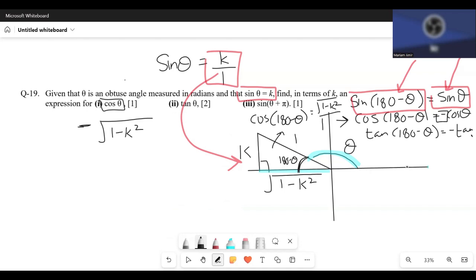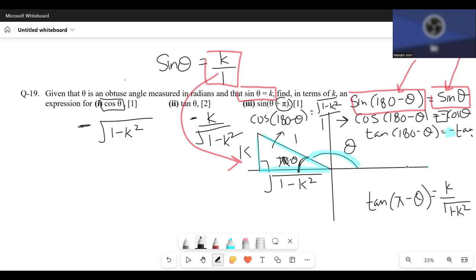Okay. Next, we need tan theta. Again, we're going to find tan of this triangle and then change the sign because of the identity. So what is tan of 180 minus theta? Instead of 180 minus theta, it would be better if we call it pi minus theta because the question is in radians. So tan of pi minus theta is opposite over adjacent, so it's k over the square root of 1 minus k squared. And we're going to change the sign: minus k upon the square root of 1 minus k squared.